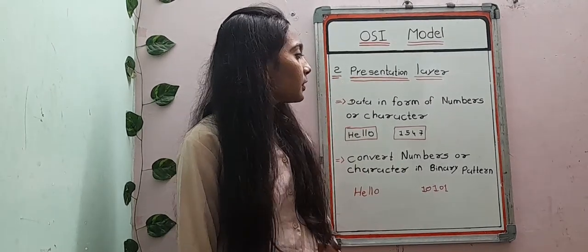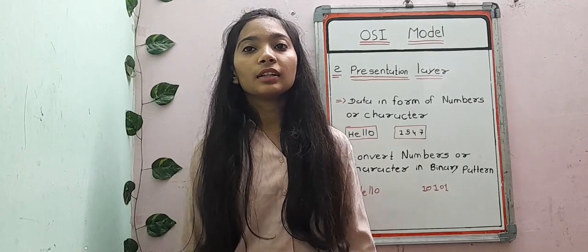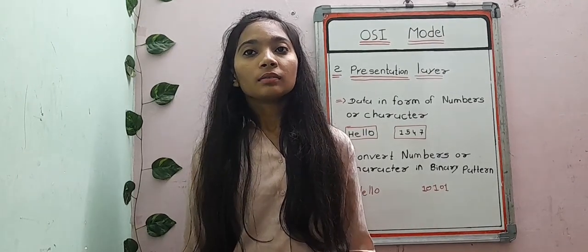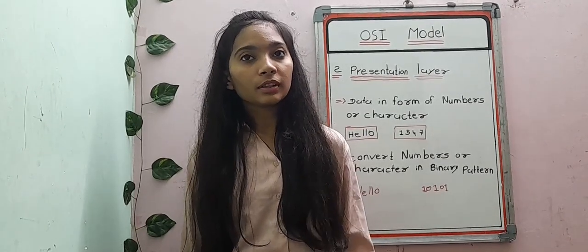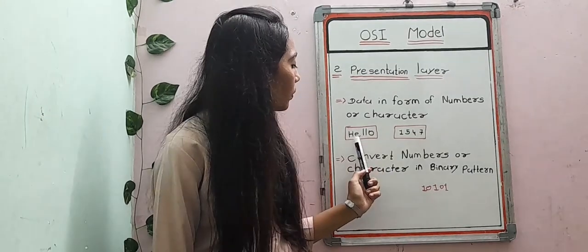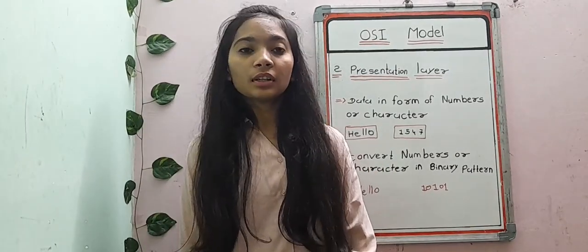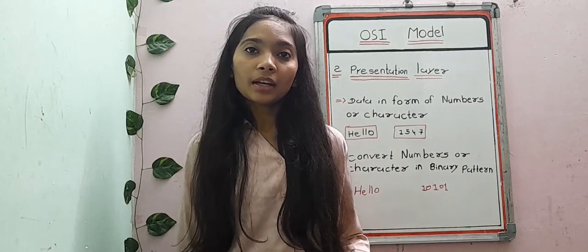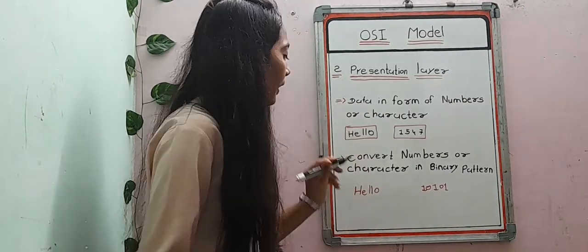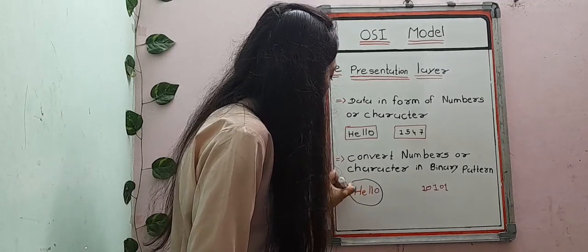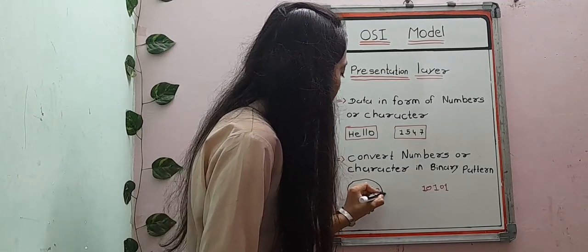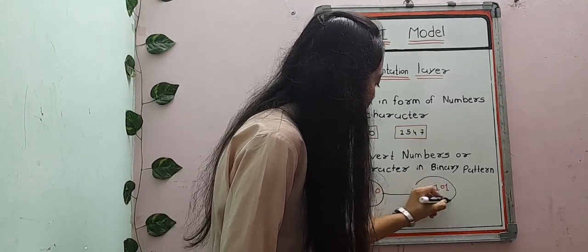Second is the presentation layer. The presentation layer receives data from the application layer. Data is in the form of characters or numbers. The presentation layer converts numbers or characters into a binary pattern. Like in this example, this is a character and the presentation layer converts it into a binary pattern.